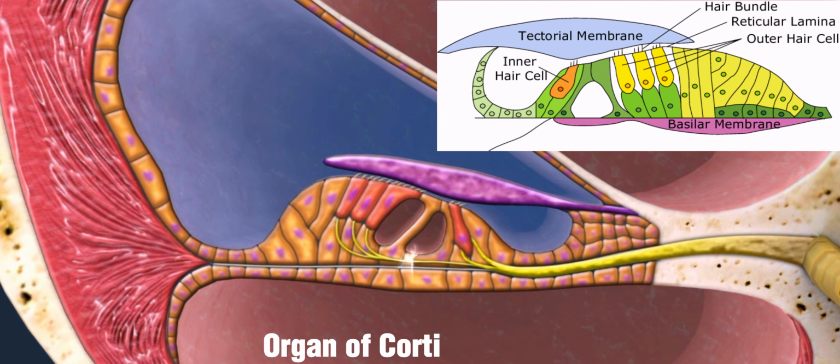Inner hair cells. These cells are responsible for converting sound waves into neural signals. They are arranged in a single row along the length of the organ of Corti, and are characterized by their long, hair-like projections that extend into the fluid-filled space of the scala media.